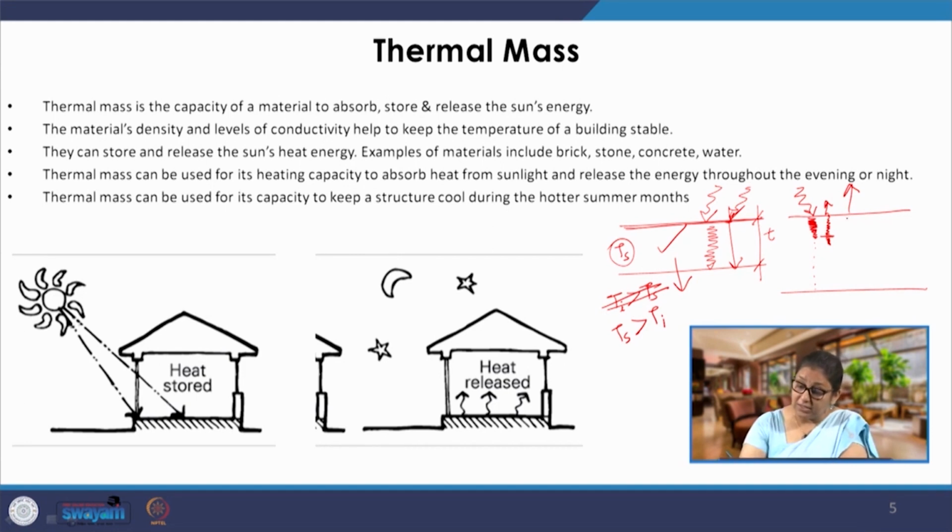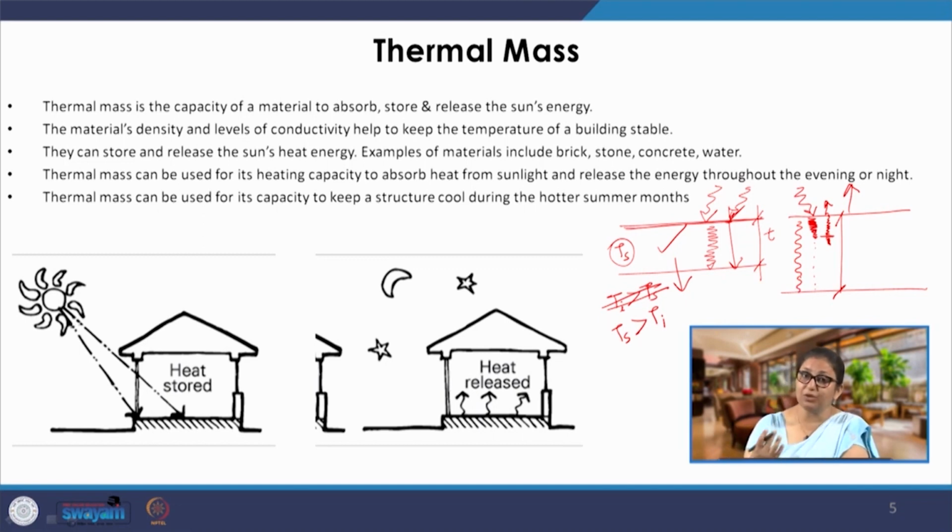Now, the time which is taken will create the time lag that we see. At the time when the outdoors are extremely hot and a lot of heat is being radiated onto the surface, it continues to absorb and absorb, and gradually it will continue to pass it on over time, maybe an entire 24 hours or 12 hours.